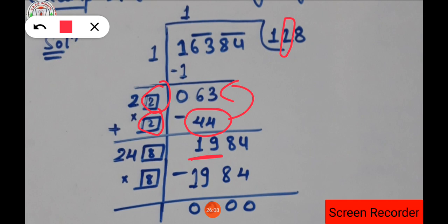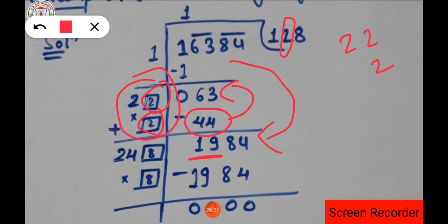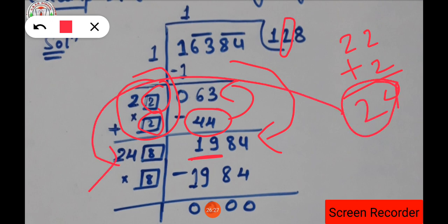Now 84 is left, which is in the form of a pair. This pair together comes downside. Okay. Now again what we are going to do? We are having 22 and 2 over here, isn't it? So here the numbers will get added. So it will become 24. This 24 we are going to write here.